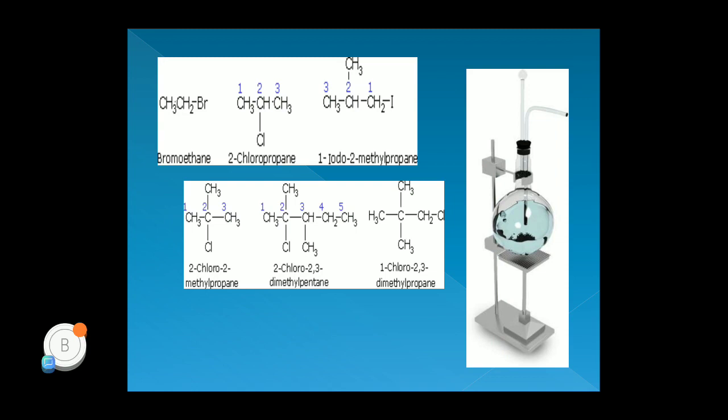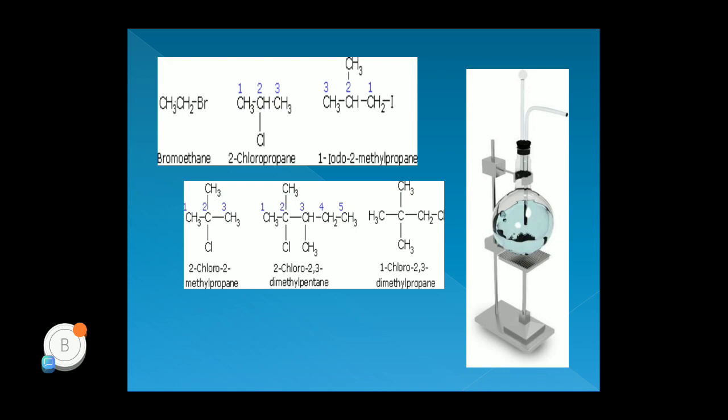CH3CH2Br is called bromoethane: bromo is the halogen, ethane, a substitute of ethane, because from C2H6 we are getting C2H5, that's a bromoethane. Next is 2-chloropropane, because the halogen is attached on the second carbon, so it's called 2-chloropropane. Next, 1-iodo-2-methylpropane, because the iodine is on the first position, so we will start the numbering from the iodine. So 1-iodo-2-methylpropane, a 3 carbon chain is there, so it's a propane.